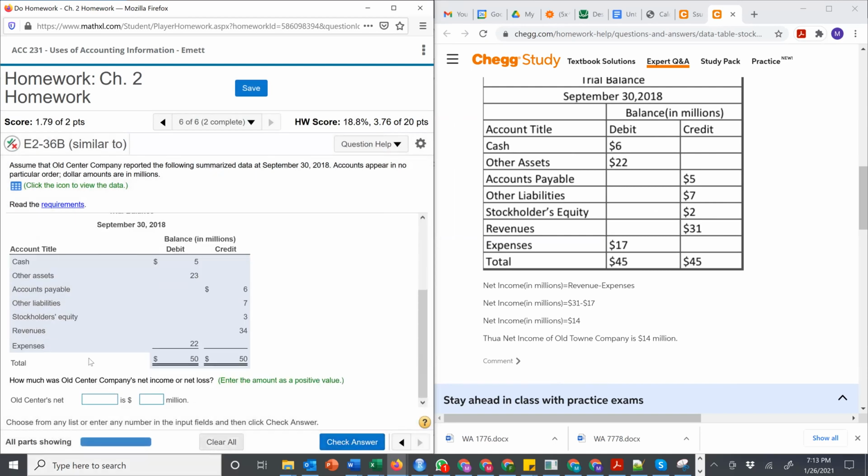Okay. So this is actually best case scenario where I can get everything on 2 pages, 2 screens here, and it's not super confusing. Net income in millions. Now, revenue minus expenses, so 34 minus 22 is 12. And the revenues are higher than expenses, so that's why it's income.